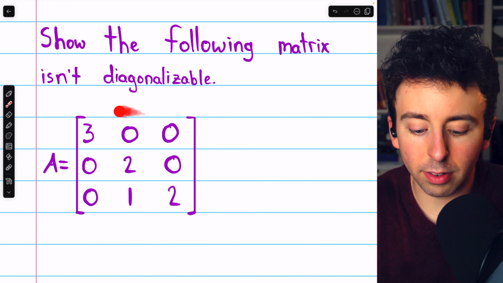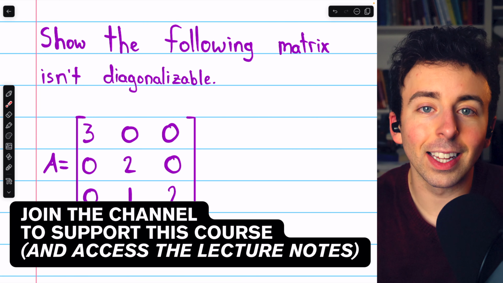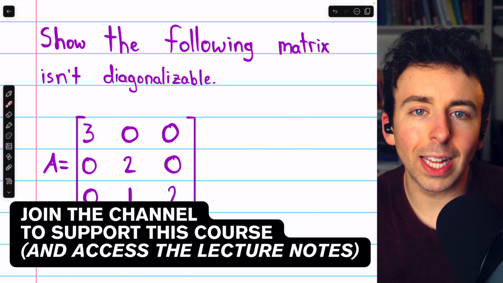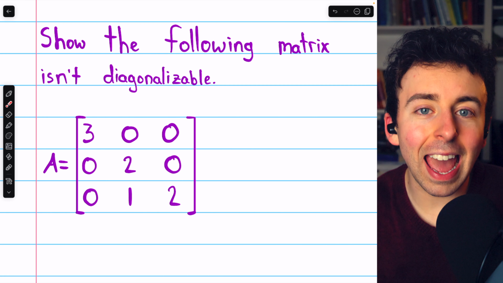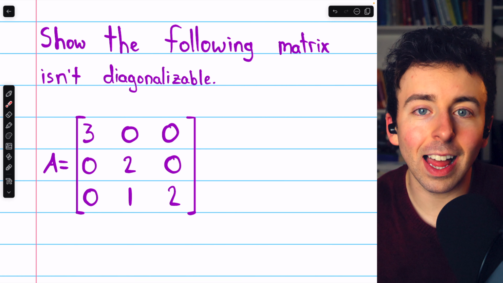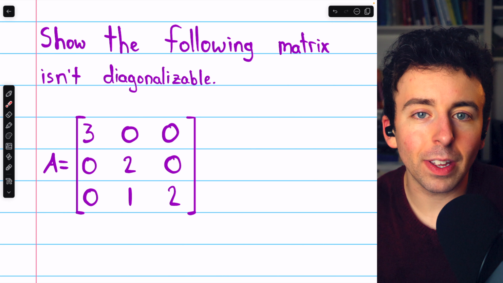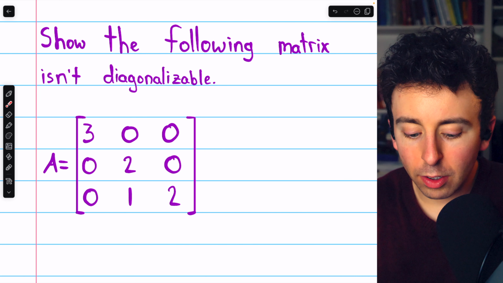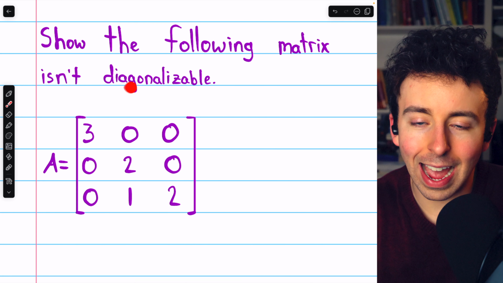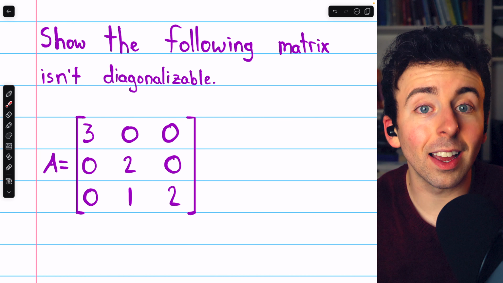We're going to show that this 3 by 3 matrix isn't diagonalizable. There's a link in the description to my lesson Introducing Diagonalizability. In that video, we saw that an n by n matrix is diagonalizable if and only if it has n linearly independent eigenvectors. So to show that this matrix is not diagonalizable, we'll have to show that it doesn't have 3 linearly independent eigenvectors.